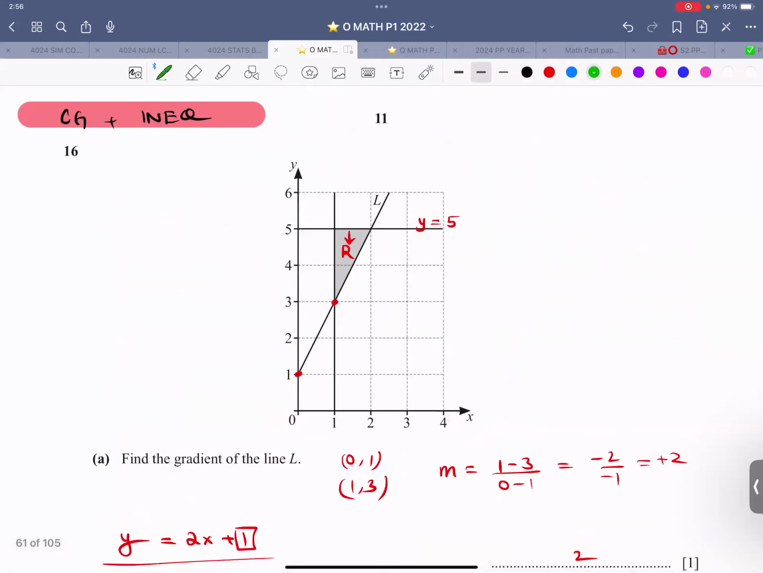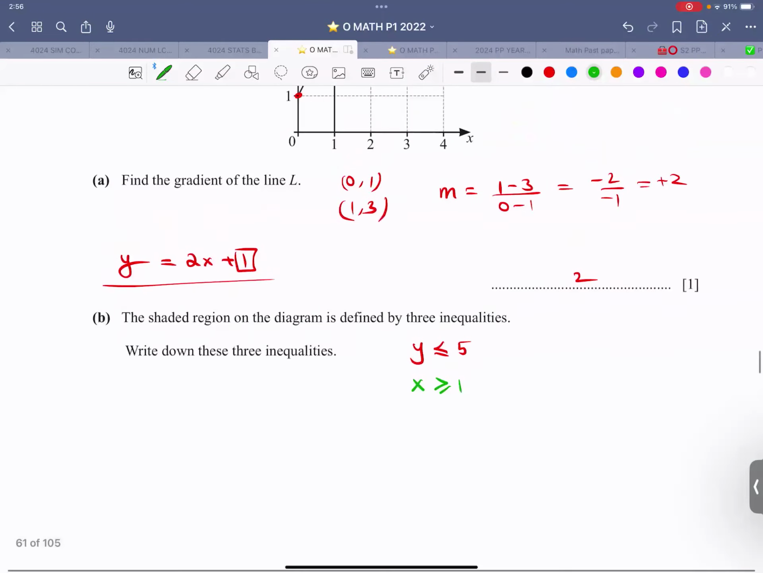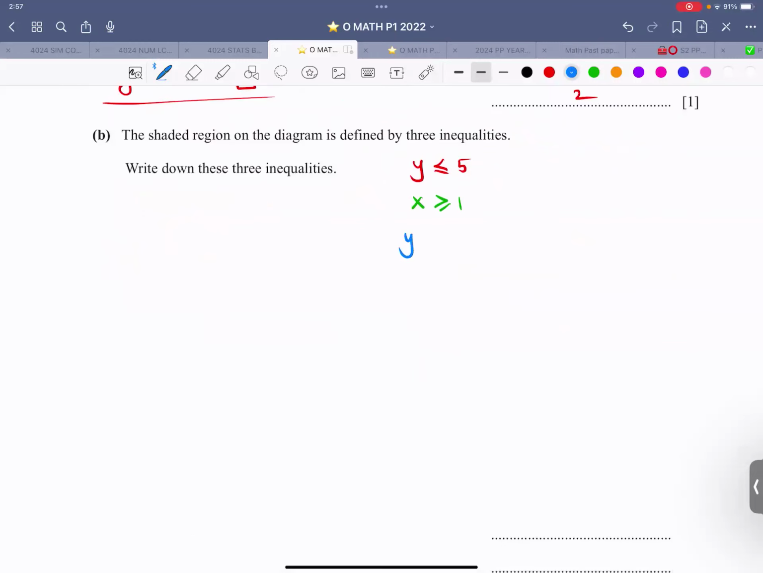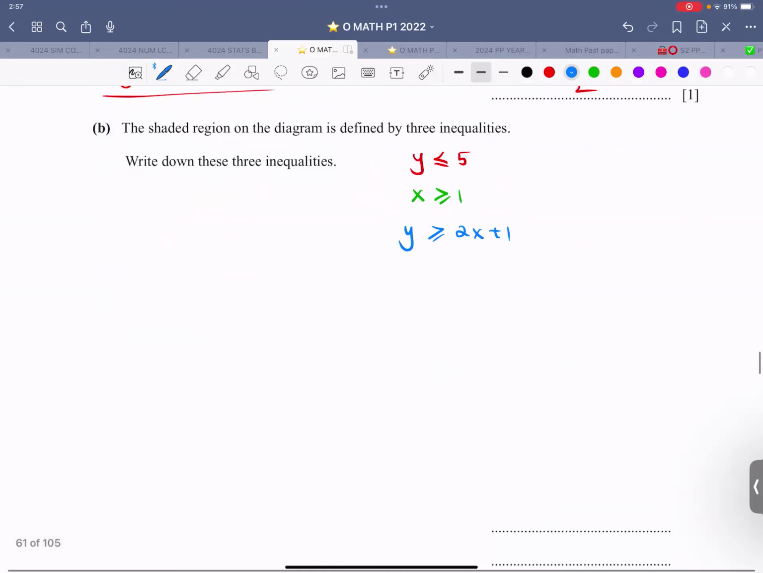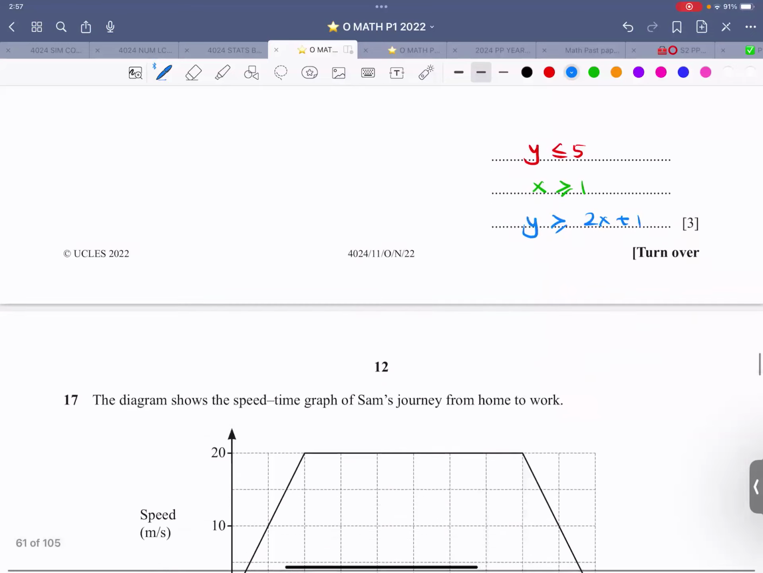R is to the right of this line. This line is x equals 1. So right is greater: x is greater than or equal to 1. R is also above this line, which is y equals 2x plus 1. So, y being the subject, y is greater than or equal to 2x plus 1. So these are the 3 lines that are needed. This is all clear. Make sure to write it over here: y is less than or equal to 5, x is greater than or equal to 1, y is greater than or equal to 2x plus 1. So that is the answer.